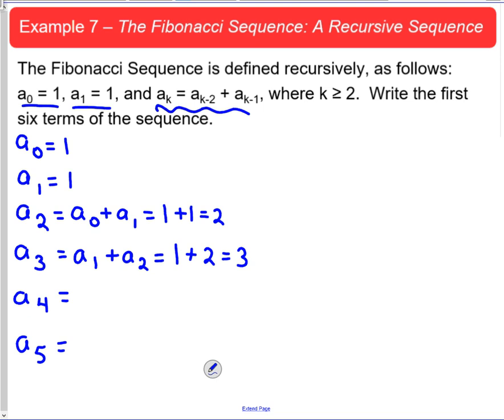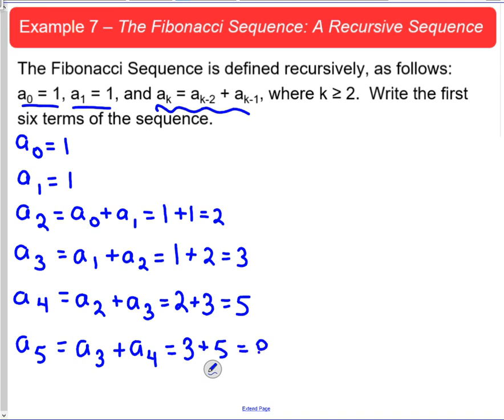To get the fourth term, a sub 4, take the second term, add on the third term. So you get to take 2 plus 3 and end up with a 5. And finally, for my very last term, I'm going to take the a sub 3, you might call the third term, add on the fourth term. Third term is 3. We'll add on 5 to that, and we get a value of 8. So we have the list of terms being 1, 1, 2, 3, 5, 8. And I think that answers example number 7.